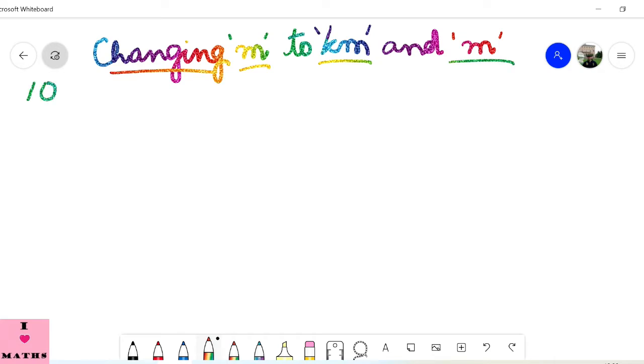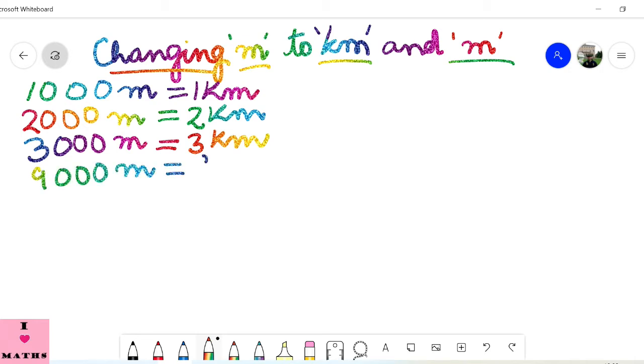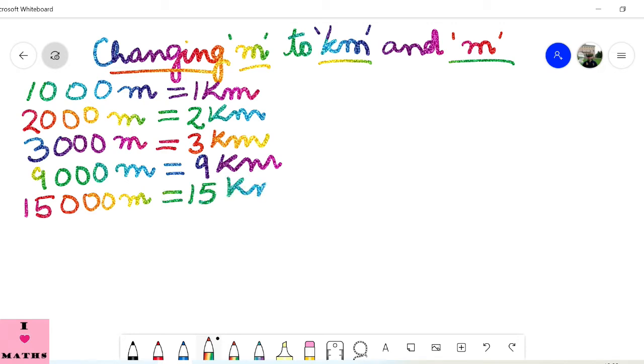Now children, we know that 1000 meters is equal to 1 kilometer. 2000 meters is equal to 2 kilometers. 3000 meters is equal to 3 kilometers. 9000 meters is equal to 9 kilometers. 15,000 meters is equal to 15 kilometers. All this was very simple and easy.